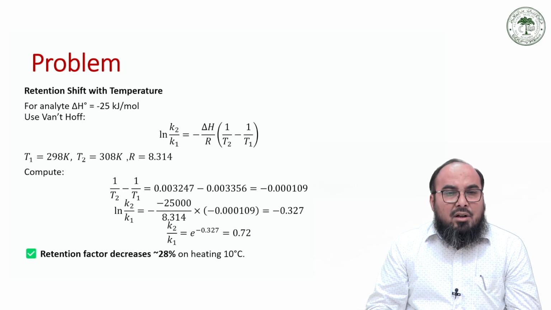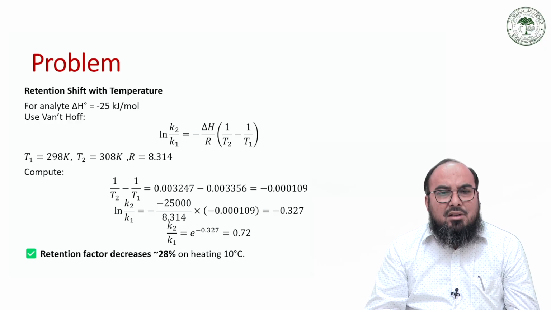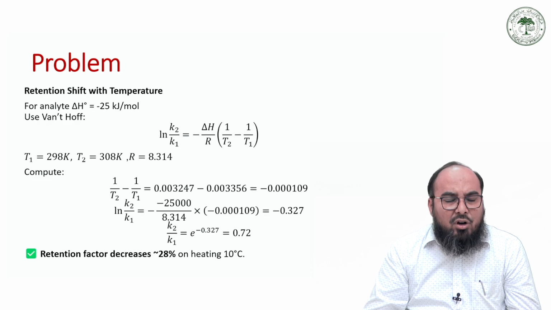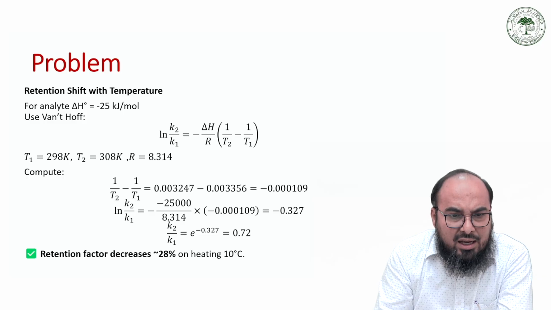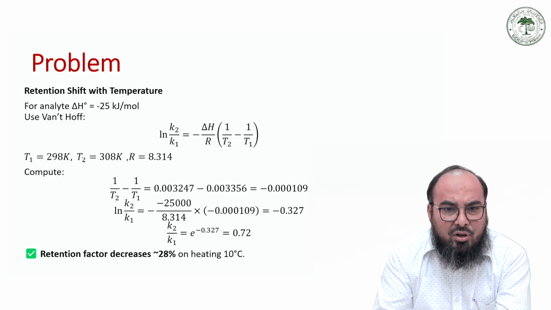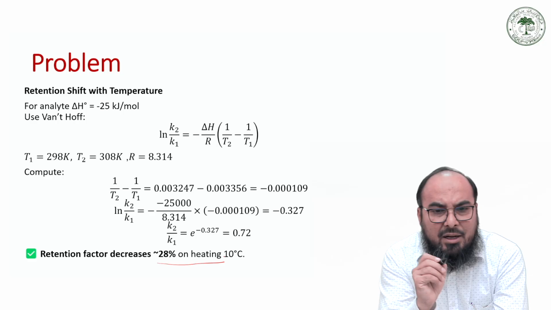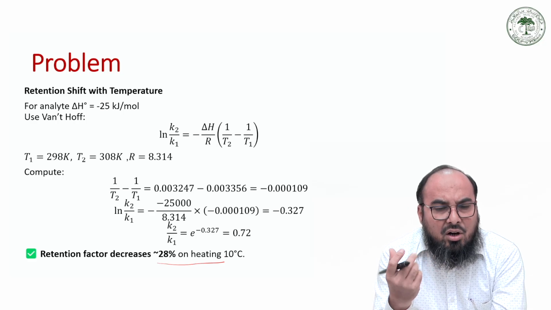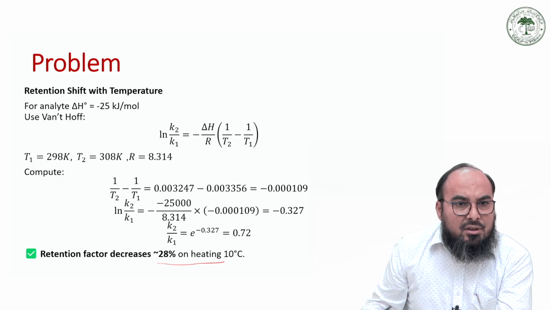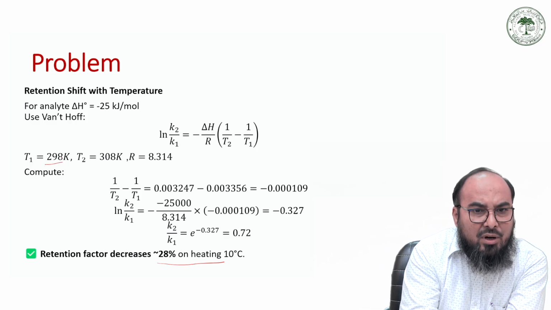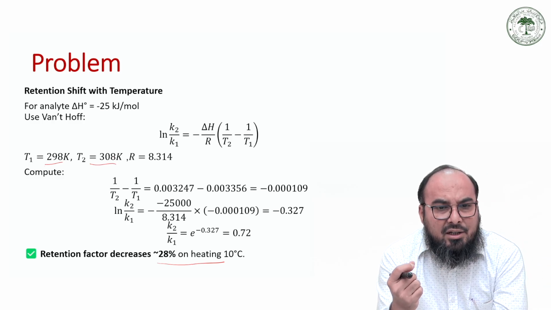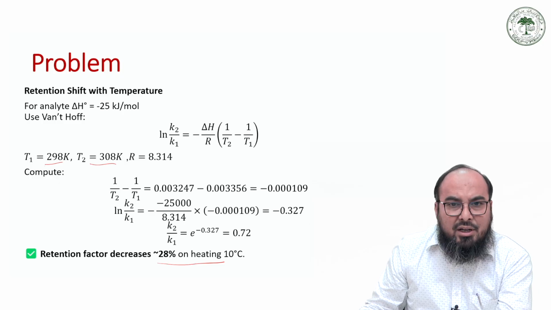Okay. Now let us do another problem. That is a good problem. ln(K2/K1) = ΔH/R, and so on. We have already discussed this formula in our previous slides. So you substitute all the values and you will get a retention factor here. Okay. The retention factor changes by 28% on heating 10 degrees. So this actually tells you the effect of temperature on the retention factor. Because here you have heated it from 298 to 308. So just by increasing 10 degrees centigrade, the retention factor decreases by 28%.